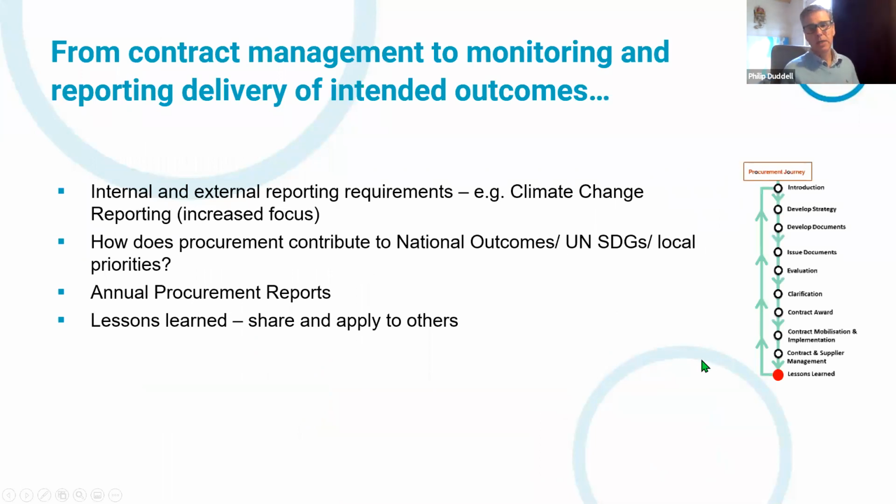So again, this makes the point about what you do with contract management. So there will be reporting requirements that we have in the education and public sector. There will be internal reporting requirements, for example, the climate change reporting requirements, and there's the increasing focus on that and the expectation that there will be an increasing focus because of net zero, because of the climate change emergency and the importance of that agenda.